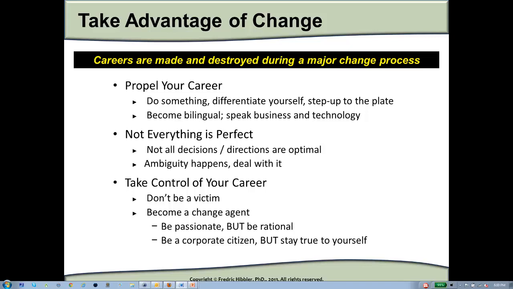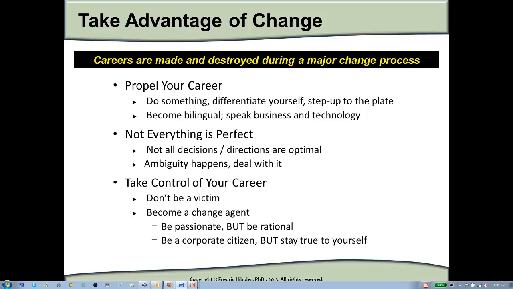One of the best ways to step up to the plate and do something constructive is to learn to be bilingual. And by bilingual, I mean have the ability to speak both business and technology. Very few people are versed in both business and technology, and the gap between them is huge. And there's always a place for people that understand how to leverage technology into business processes.